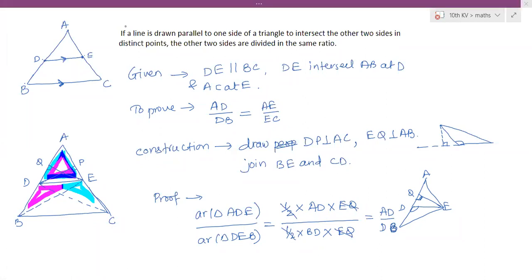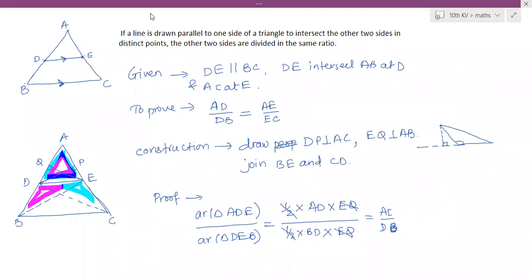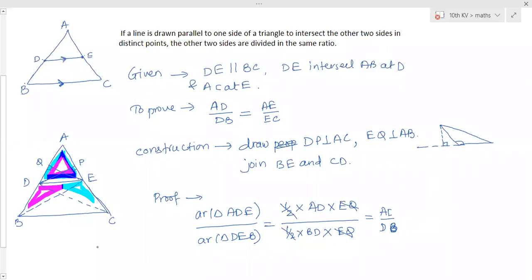Is it clear? Yes, ma'am. Is this part clear to you? How we have taken this area? Then further, now the other side. Start with the other side.